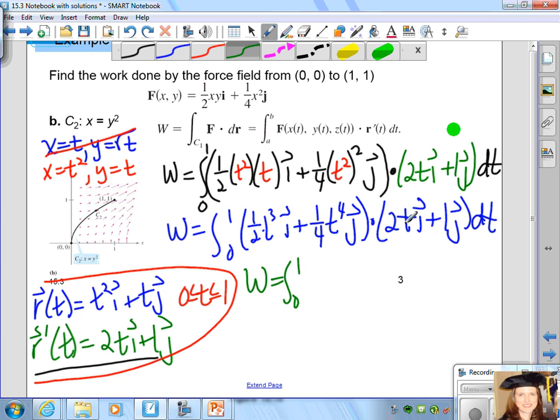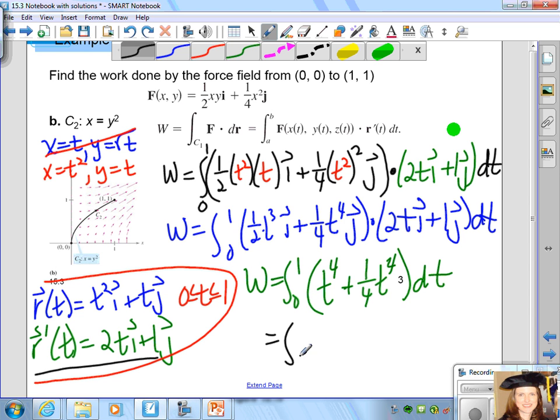The 1/2 t cubed times 2t is going to be t to the 4th power, plus 1/4 t to the 4th times 1 is 1/4 t to the 4th, all of that dt. If we add those like terms together, the line integral for work is a definite integral from 0 to 1 of 5/4 t to the 4th dt.